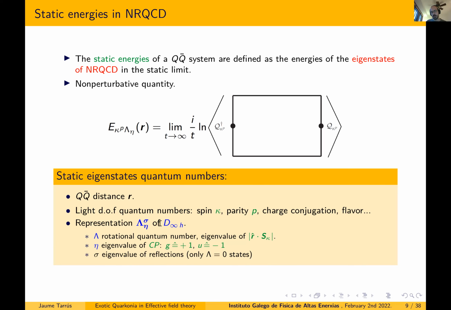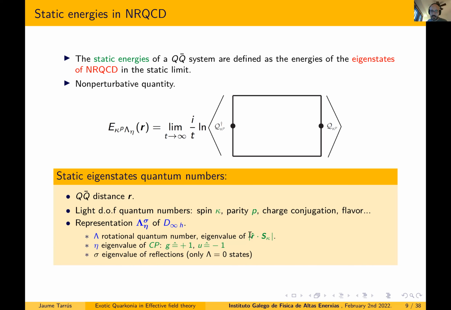So when you have a system with a static heavy quark and an anti-quark, the symmetry of the system is not spherical, but cylindrical for rotations around this heavy quark anti-quark axis. And the representations of this cylindrical symmetry group are given by these three quantum numbers. The capital lambda is a rotational quantum number, which is the eigenvalue of this operator here, so the absolute value of the projection of the spin matrix of the light degrees of freedom onto the heavy quark axis. So this R hat is a unit vector along the heavy quark anti-quark axis.